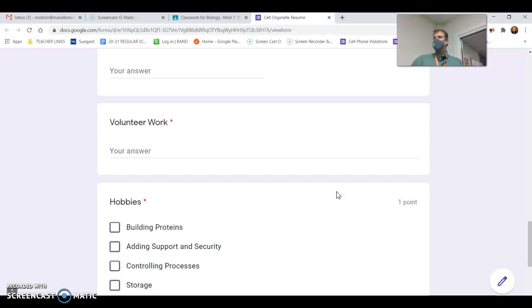100%. Go ahead, knock yourself out, have a blast. You can't get it wrong. If you've selected the lysosome and your volunteer work is with kittens and puppies in the animal shelter, sure, go for it. Absolutely. If you like to volunteer at the Boys and Girls Club as a nucleus, sure, go for it. You can't get it wrong. Have some fun with that one.